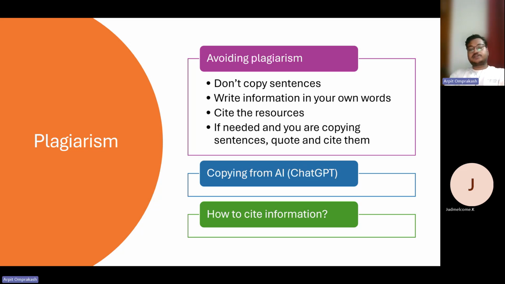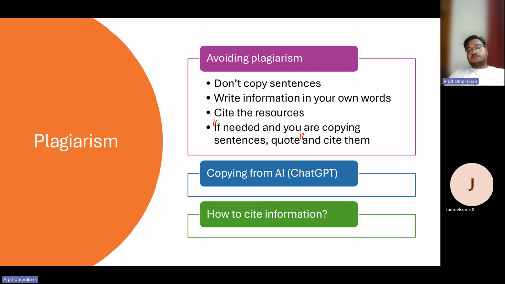We should always try and avoid plagiarism. So the best thing that you can do to avoid plagiarism is don't copy full sentences from anywhere. What you should always do is read up a bunch of resources and write whatever you are writing in your own words, and then cite the resources that you have used to write what you have written. Right. If needed, sometimes you might be quoting or copying sentences directly from other resources. If you do that, it's very important for you to quote the sentences that you have copied. So, for example, you put double quotes around them and you basically cite.